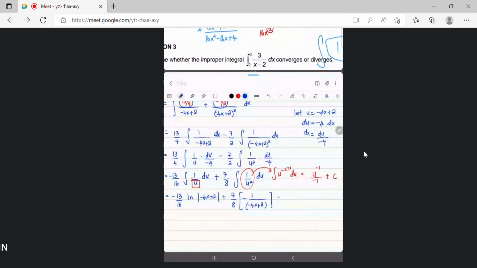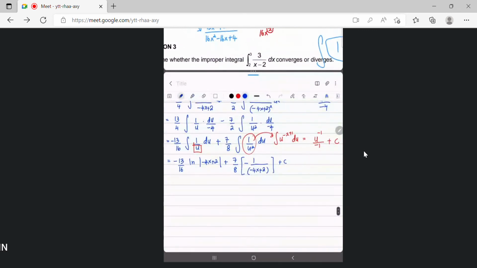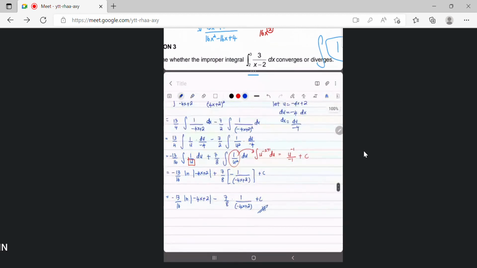Okay, plus c. And then just susun balik. Just ni -13/16 ln -4x plus 2 minus 7/8. Kalau you nak combine pun tak jadi masalah. Kalau you nak tulis macam ni pun tak jadi masalah. Dua-dua pun akan dapat full marks juga. Okay, so this is your final answer.